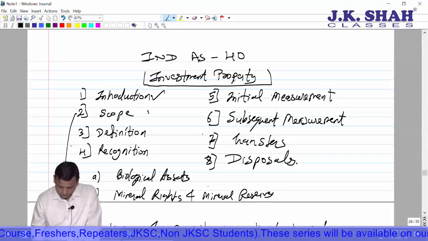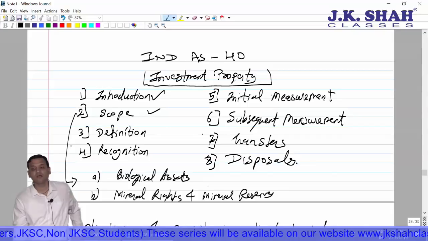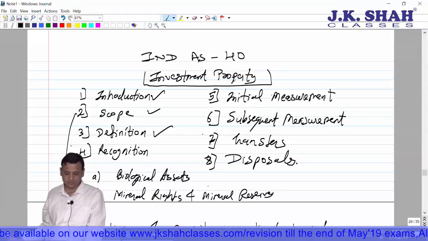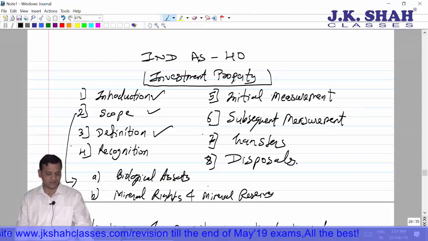So the scope is very simple. I have already spoken about biological assets. What are biological assets? Living plants and living animals. Definition we completed. See, I am just going by the paragraphs of the standard, one by one, one by one. I am discussing each of them. Now, you come to the recognition criteria. You only tell me the recognition criteria. What should you do?